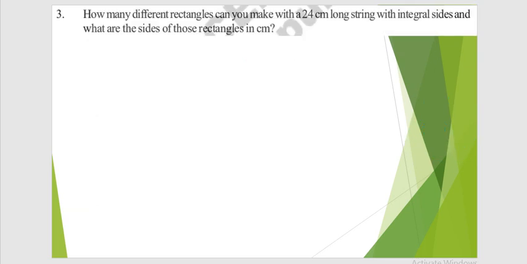Next let us see one more question. How many different rectangles can you make with a 24 centimeter long string with integral sides, and what are the sides of those rectangles in centimeters? So that is the question. Now you need to understand this question carefully. What is given? There is a string which has a length of 24 centimeters.